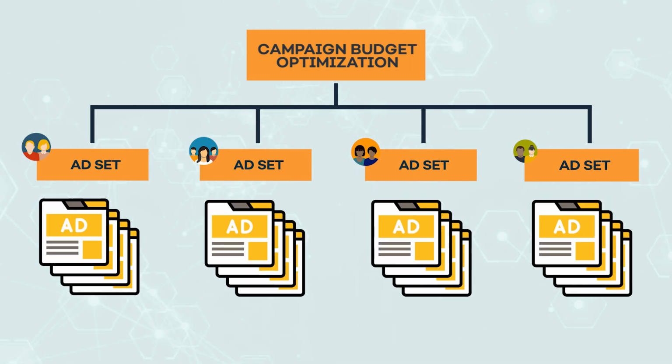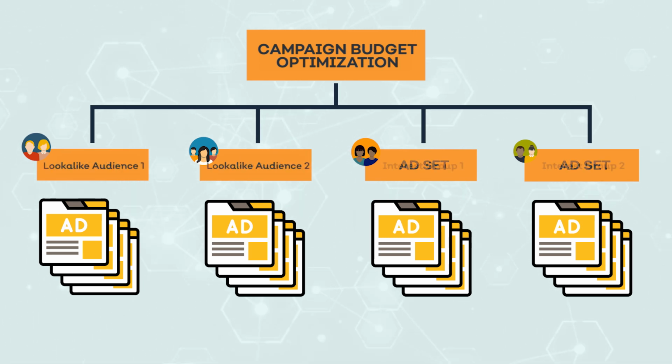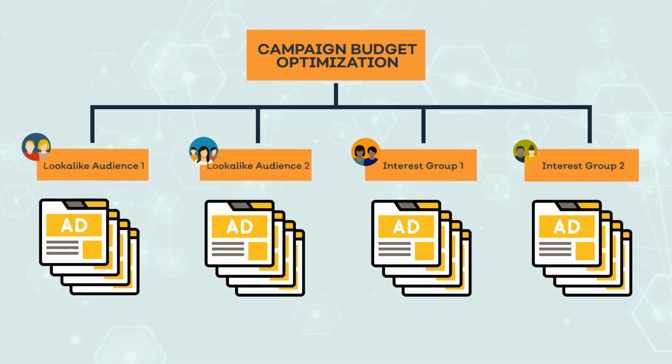So let's say we find that we've got 2 different lookalikes that work really well and 2 different interest groups that work really well. We'll put an ad set in for each of those. So we'll have 4 ad sets in that case inside our CBO campaign. And then inside each ad set, we'll have our best performing ads. Again, stick to 3 to 4 ads inside each of these ad sets as we do with our ad set budget optimized campaigns, because we still have the same delivery problems even with a CBO.